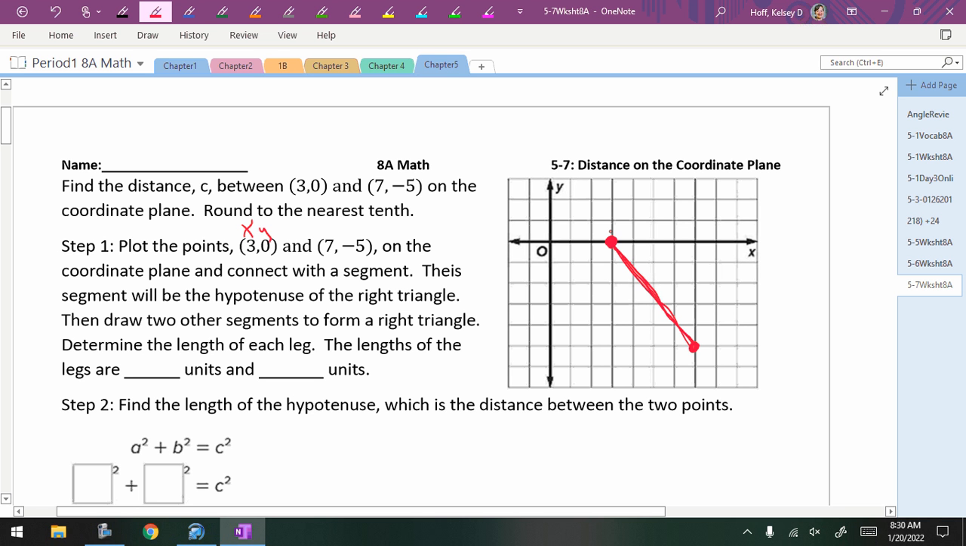This segment is actually the hypotenuse of a right triangle. Draw 2 other segments to form the right triangle. So when I look at this, I say, okay, well, if I drop this straight down and this one straight across, you can get a right triangle, right? Okay. Now, what they want to know is the length of this side right here.